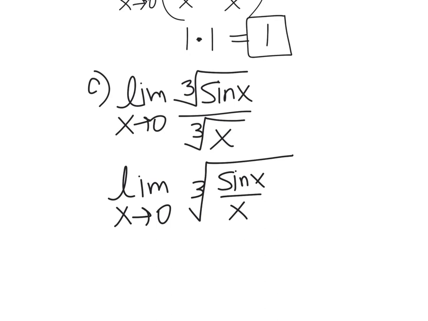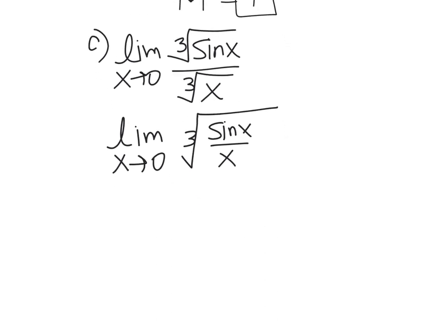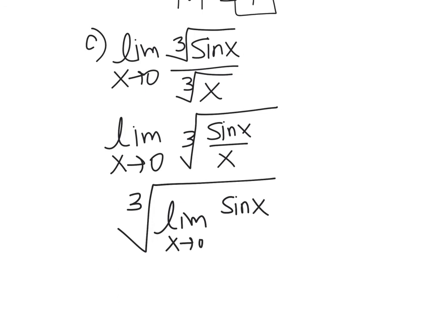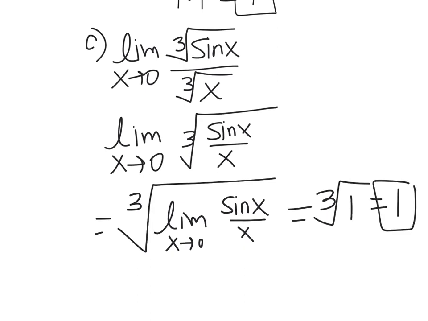Now, you remember that property I gave you? You can bring that cube root outside. It's so weird, but this is the cube root of the limit as x goes to 0 of sine x over x. That's what that property says. I know, it doesn't feel right to me. But you can take that cube root and put it around the whole thing. And we are given the inside. What's that limit again? It's 1. And the cube root of 1 is 1.